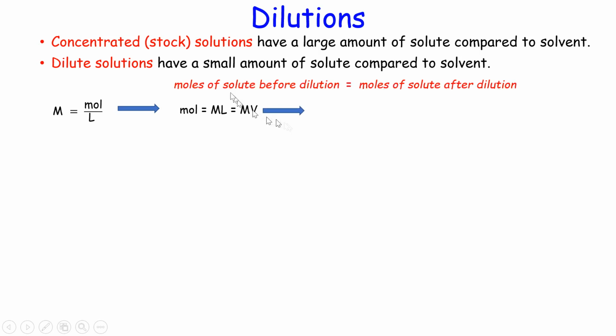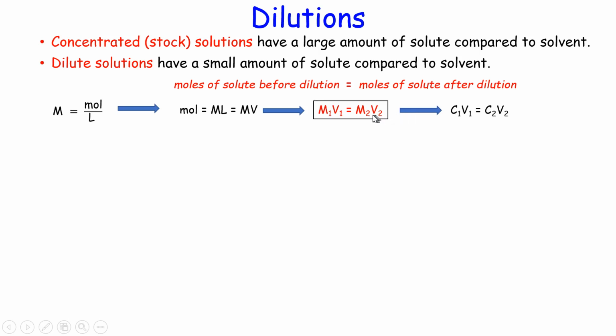Then when you dilute a concentrated solution, the number of moles of solute before the dilution should be the same as the number of moles after the dilution. So that would make sense, all right? So therefore, M1V1, what is M times V? That's the moles, okay? So therefore, the moles before dilution equal the moles after the dilution.